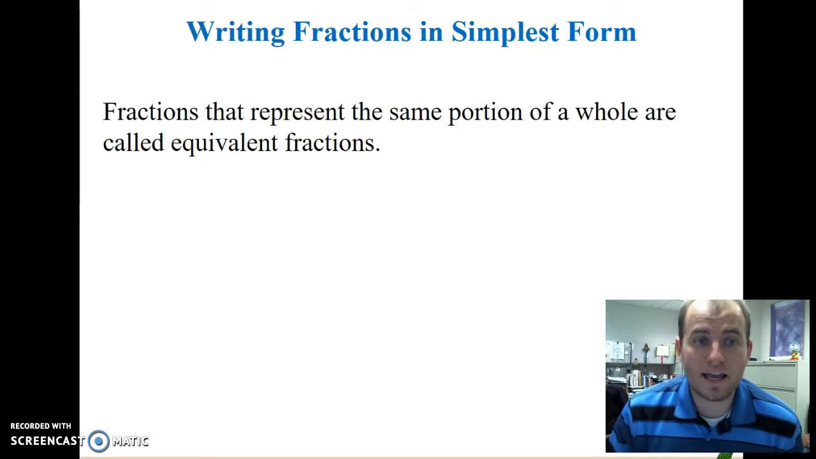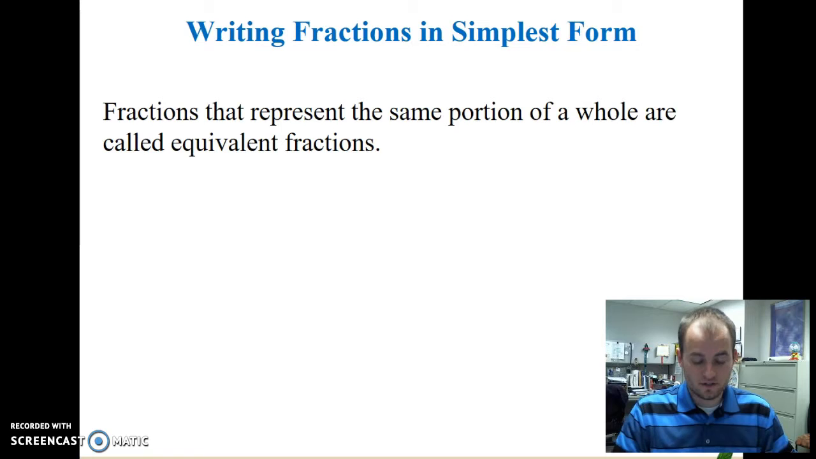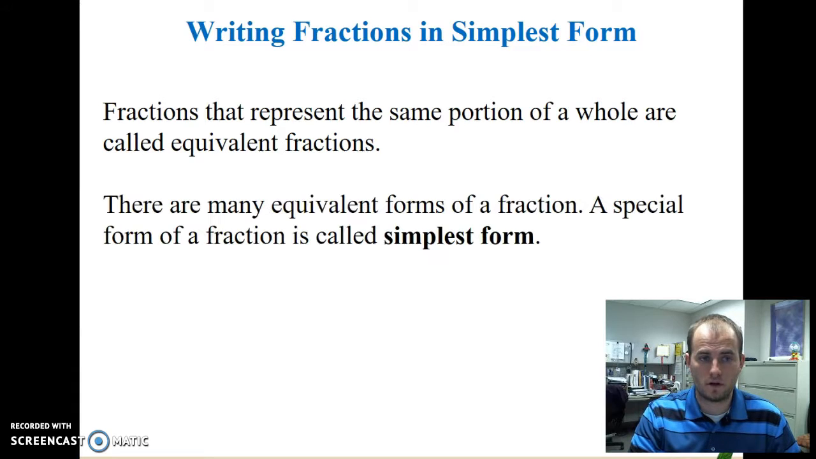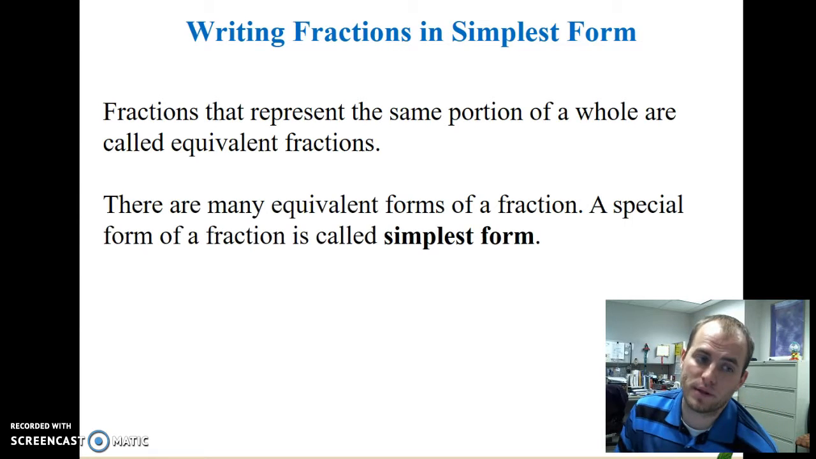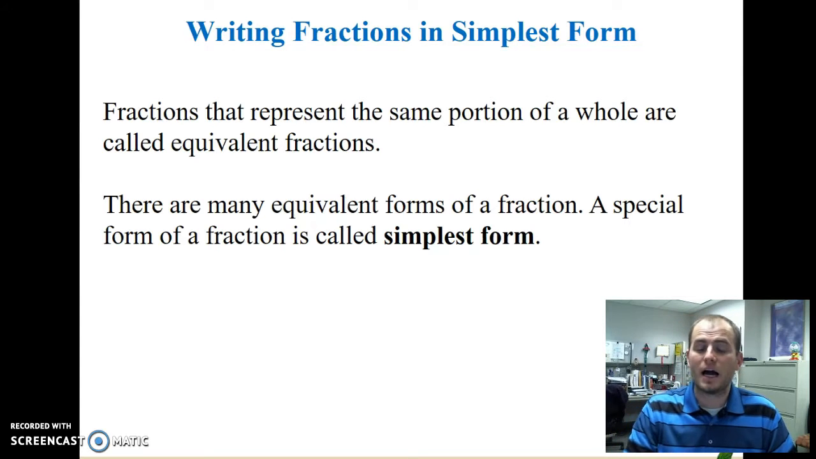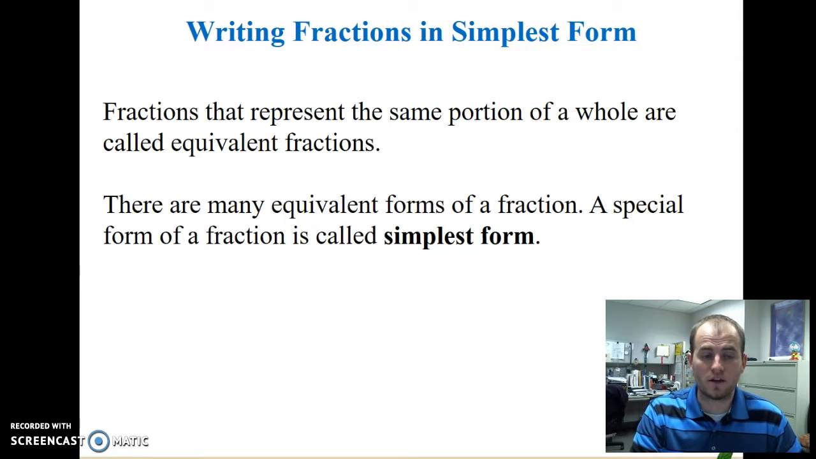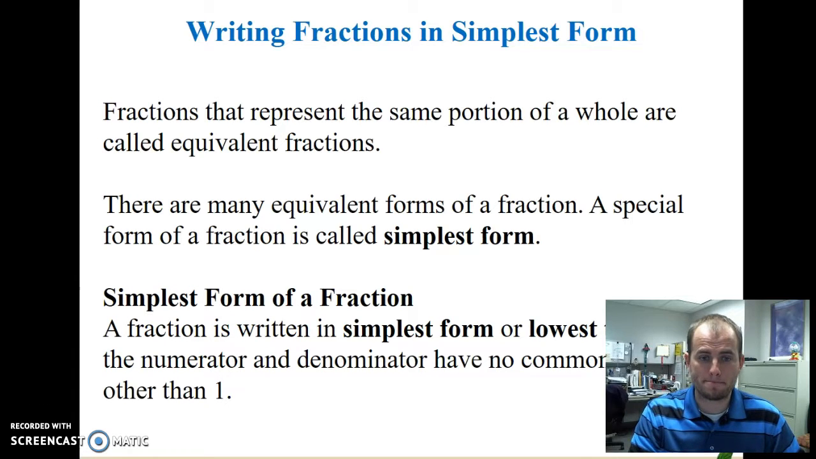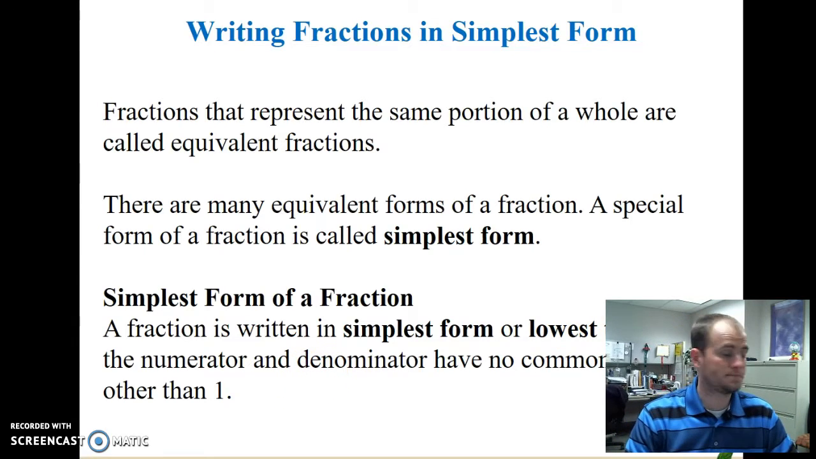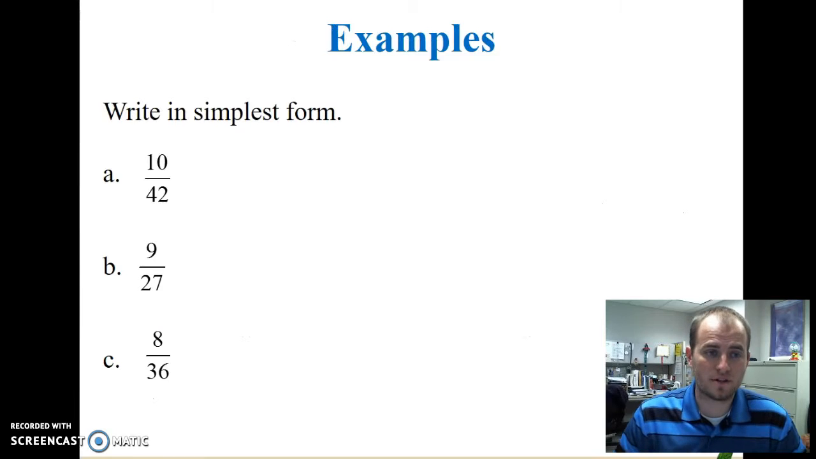Alright, now that we understand prime factorization and factors, now we can begin to write fractions in simplest form. Okay? What simplest form means is that the numerator and denominator have no common factor. Nothing goes into both of them. A fraction is written in simplest form or lowest terms when the numerator and denominator have no common factors besides 1. So some examples.